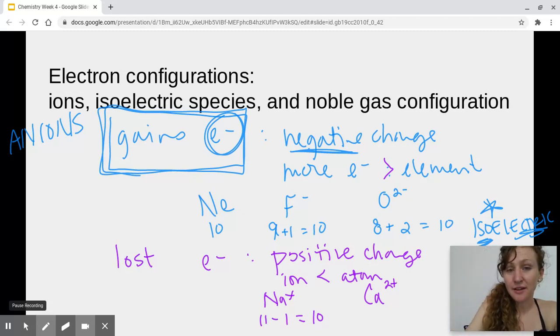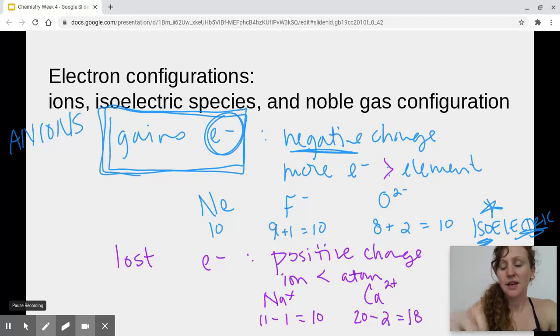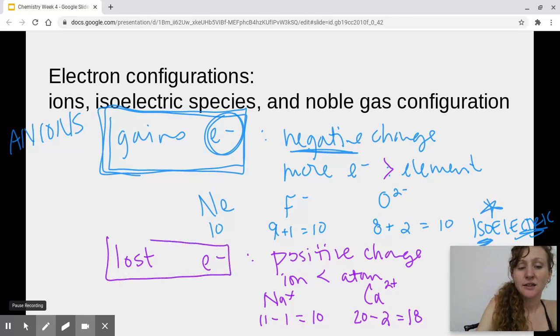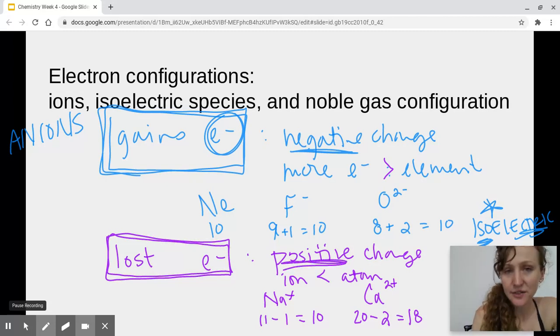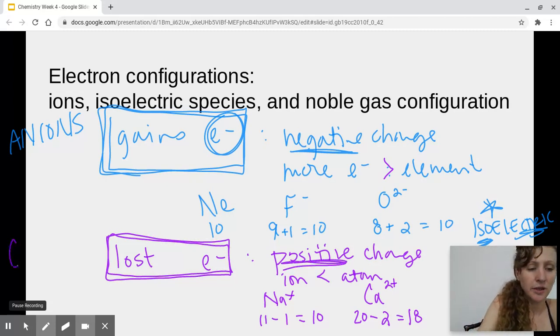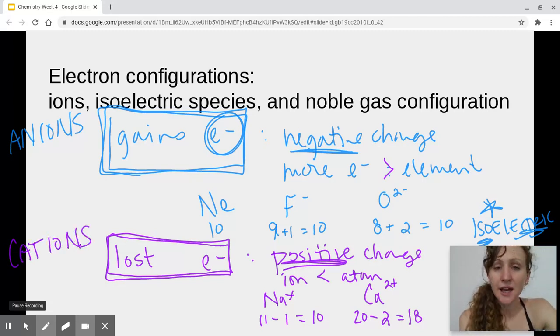So the calcium atom starts with 20 electrons. We know from the 2 plus that it has lost 2 electrons. So now the calcium ion will have 18 electrons. Just like a negative ion is called an anion, a positive ion also has a name. We call them cations. So a cation has a positive charge, an anion has a negative charge.